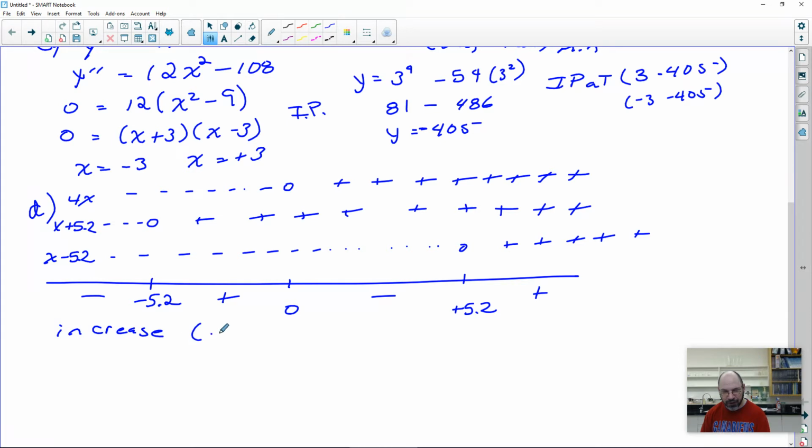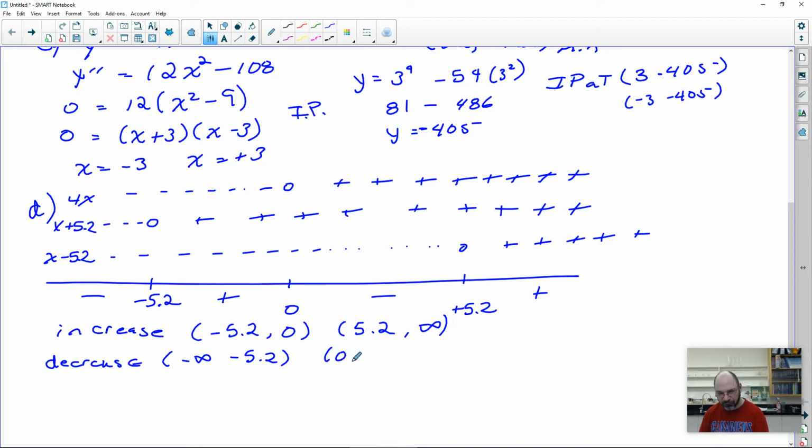So our area of increase is from negative 5.2 to 0, and from 5.2 to positive infinity. That's this area and this area. And we're looking at decrease from negative infinity up to negative 5.2, and also 0 to 5.2.